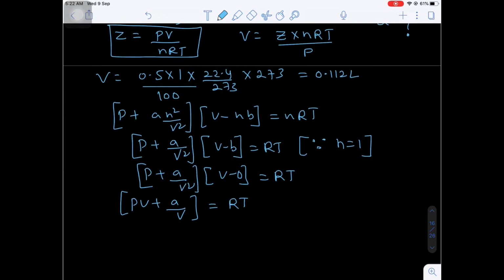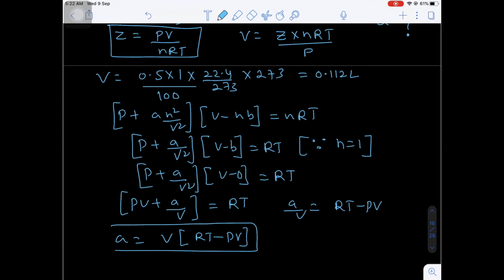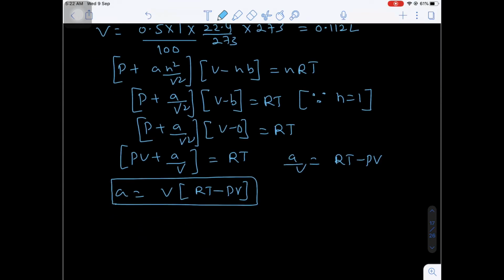So from here I want to calculate the van der Waals constant a. So shall I write a/V equal to RT minus PV. From here, a is equal to V times (RT minus P into V). So this is the expression to calculate the van der Waals constant a.